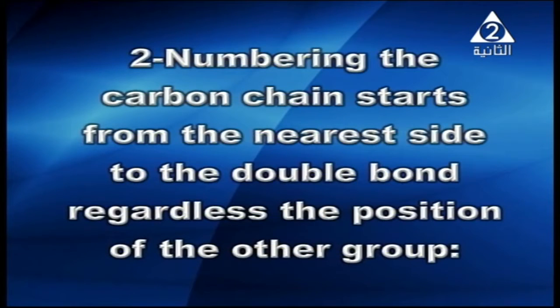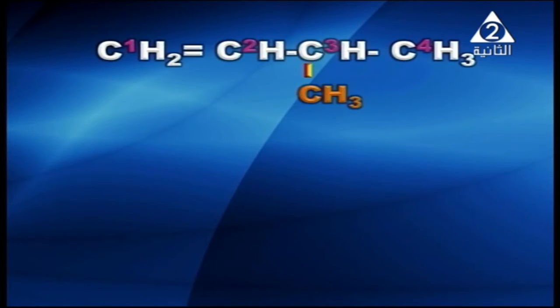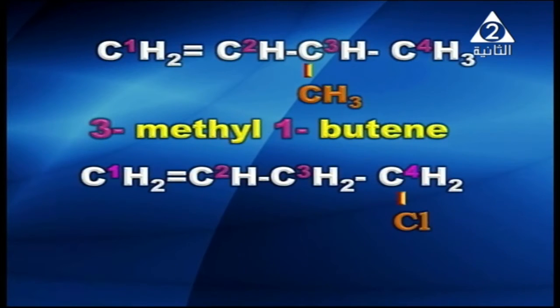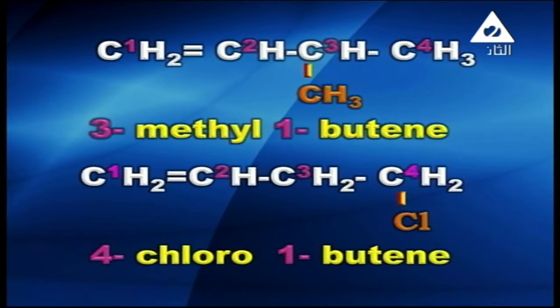So my dear students, the second rule: numbering of the carbon atom chain starts from the side nearest to the double bond, regardless of the position of the other group. So in this example as shown on the screen, its name will be 3-methyl-1-butene. Another example as shown on the screen, its name will be 4-chloro-1-butene.